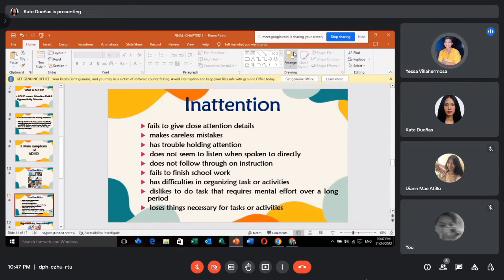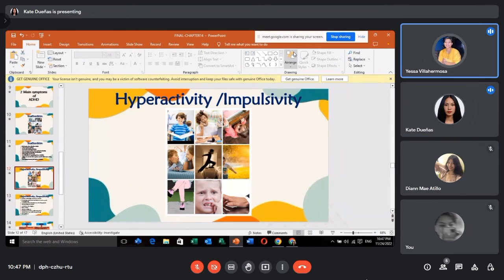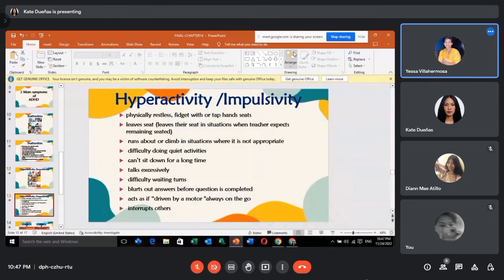So the next one is hyperactivity or impulsivity. Examples of these in children are hyperactivity, hyper. It means behaviors like reacting without reflection, having difficulty sitting still, or having difficulty waiting for a turn.